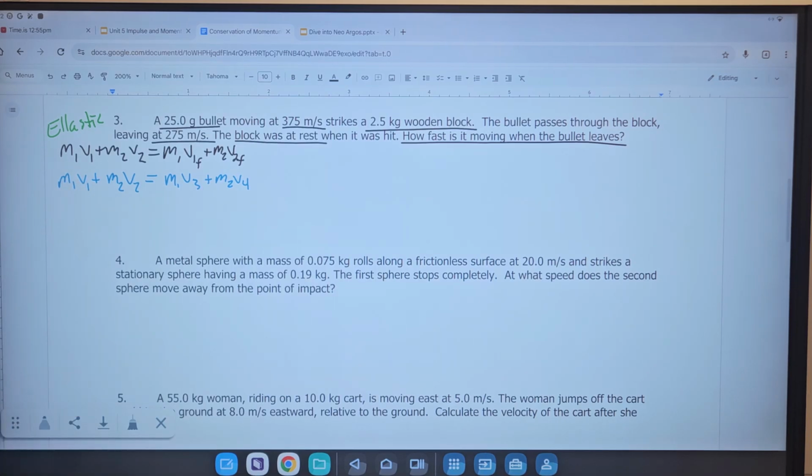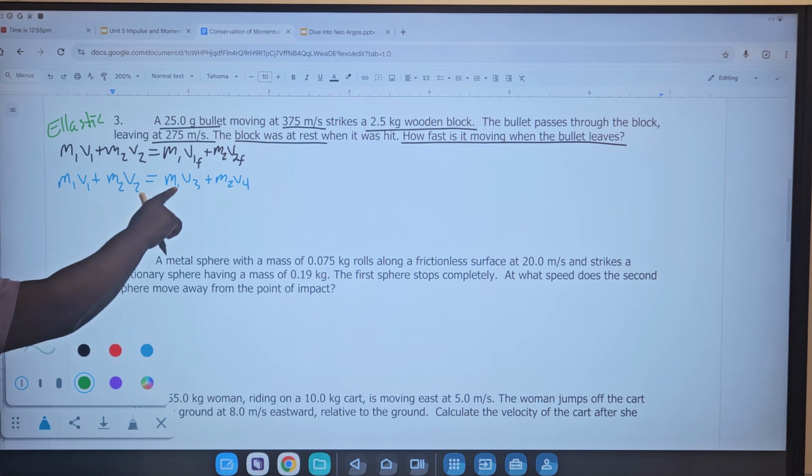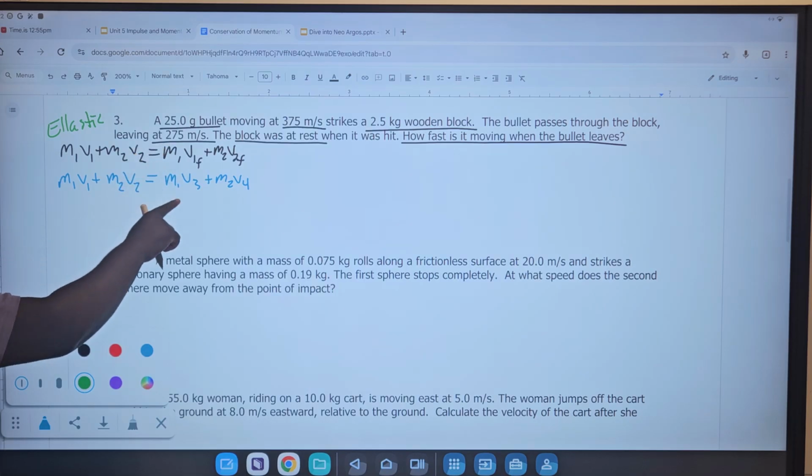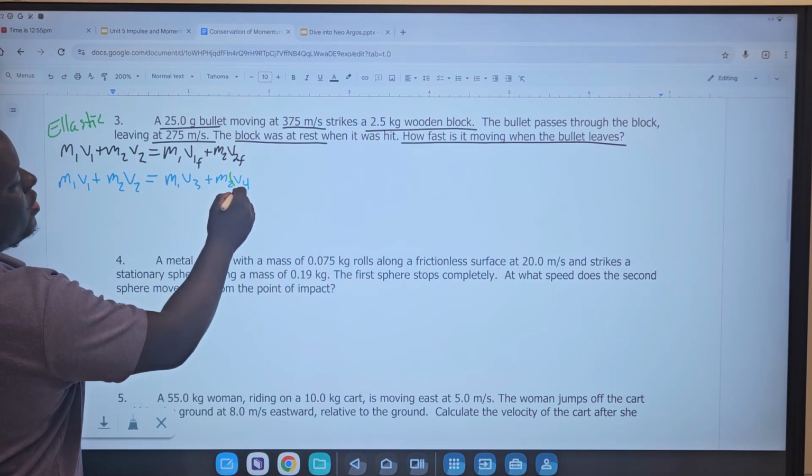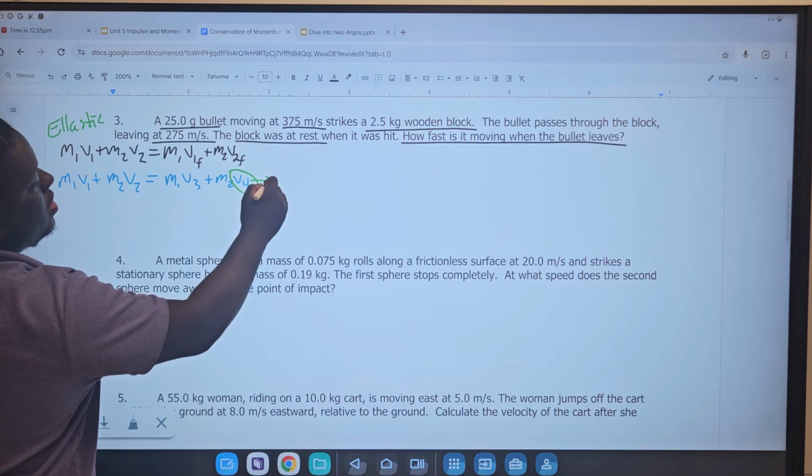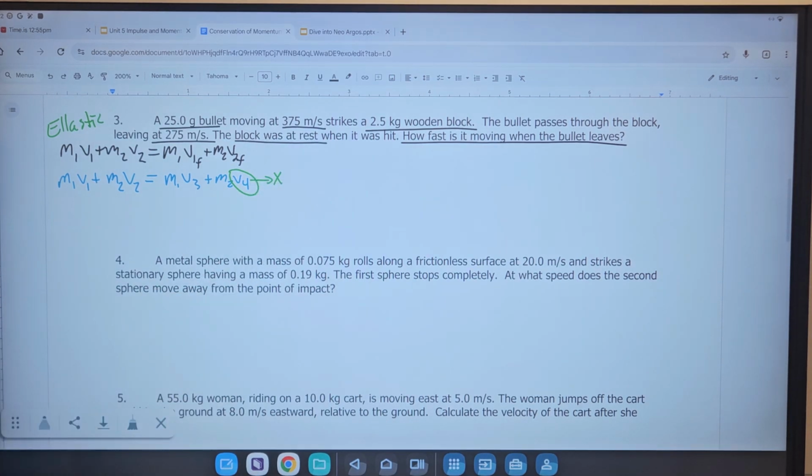All right, so just be careful. We're swapping out the subscript of F, final, to just a subscript of 3 and 4. They represent the same thing. We're just trying to simplify it for Desmos. Again, if you're using Desmos, we're going to look for not V3, because V3 is the speed of the bullet. Mass 1 is the bullet, speed of the bullet as it leaves should be 275. We're looking for V4, which becomes your X. Plug everything else in, we're done.